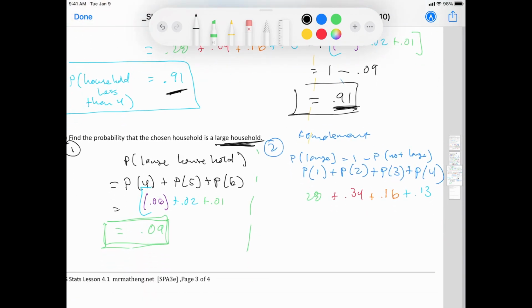And 1 minus that. And that would be 1 minus all of this, which would be 1 minus, that's a lot more work, isn't it? That's why you're always thinking like, whoa.